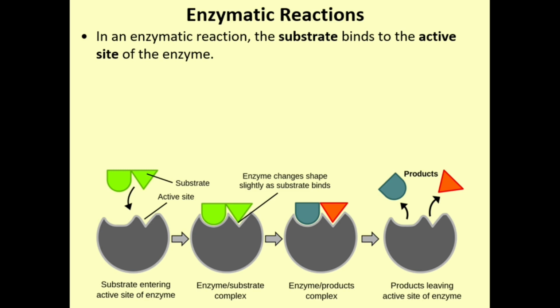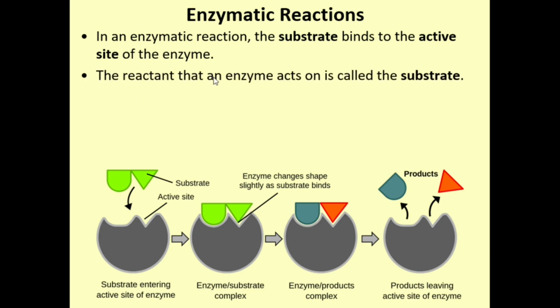So in an enzymatic reaction, the substrate binds to something called the active site of the enzyme. And we can see that down here on this diagram. So the grey part here is the enzyme. The part at the top here with the shape to it, that is called the active site. And the active site is the part of the enzyme where the chemical reaction will actually occur.